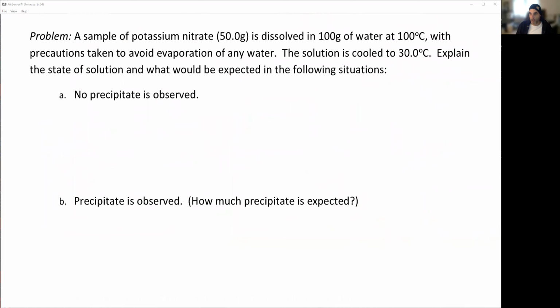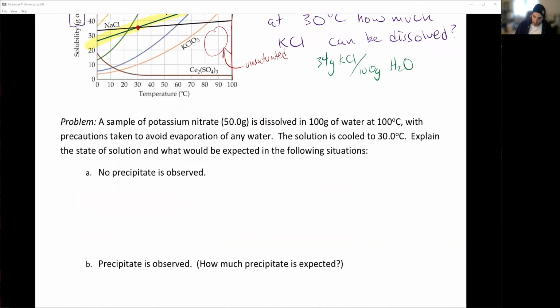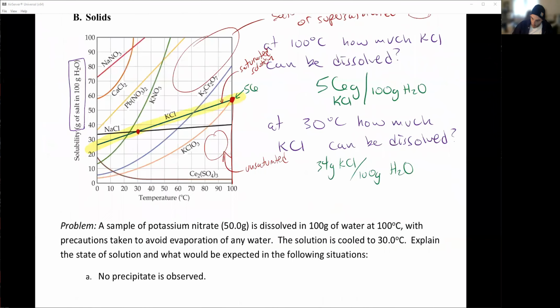A sample of potassium nitrate, 50 grams, is dissolved in 100 grams of water at 100 degrees Celsius, with precautions taken to avoid evaporation. It is cooled to 30 degrees. Explain the state of the solution and what you'd expect in the following situations. So we're just going to do this one right now. Let's highlight the solution that we're talking about.